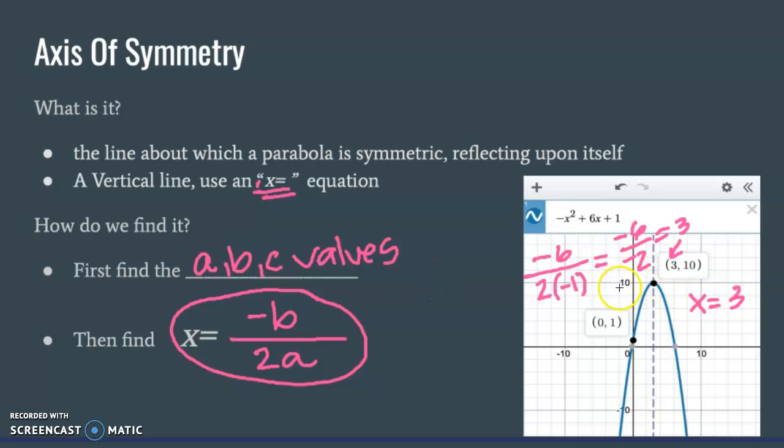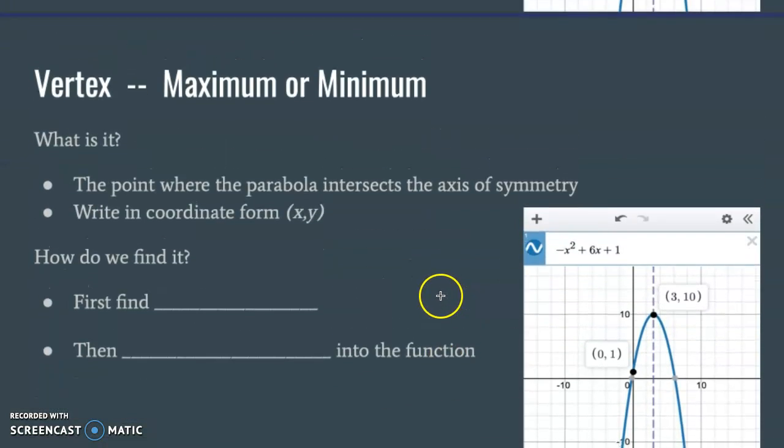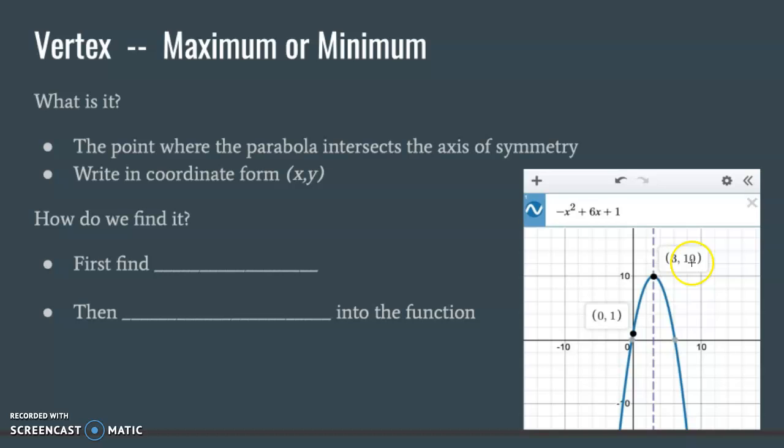Okay. Now that leads us to finding what that vertex is, the y-coordinate. Now thanks to Desmos, I know it's going to be a 10. But if I didn't have Desmos, I need a strategy. So what is it? It is the point at which the parabola intersects the axis of symmetry. It's going to be in xy coordinate form. It's either a maximum or minimum depending on if the parabola opens up or down. We practiced that earlier. Okay, so how do we find it?